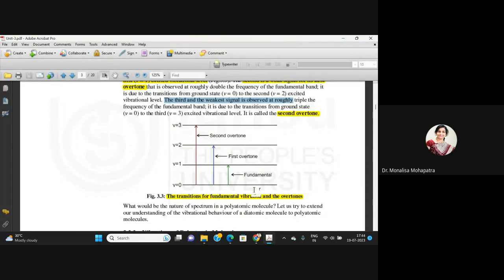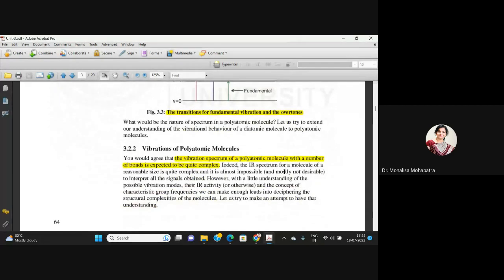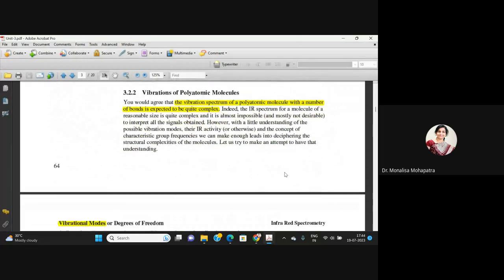The fundamental band is of large intensity. If you remember, I was telling you about the Boltzmann distribution. So the population, and how many molecules get transited, also plays a role. So all the things are interlinked here.